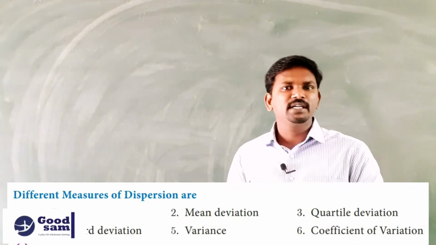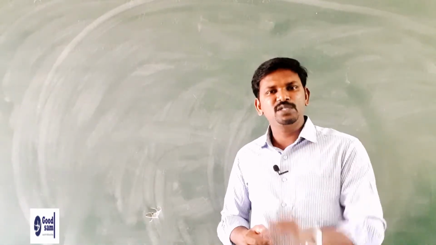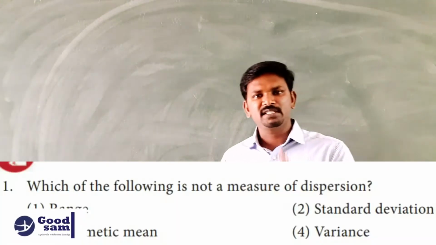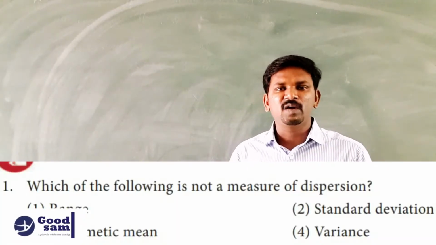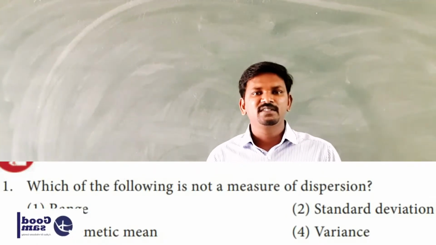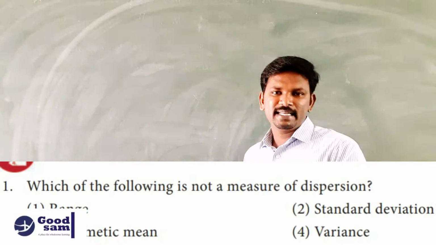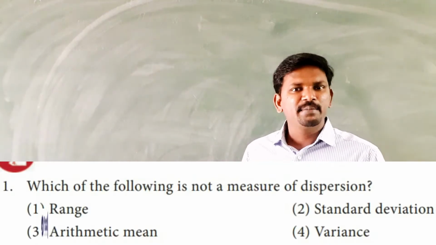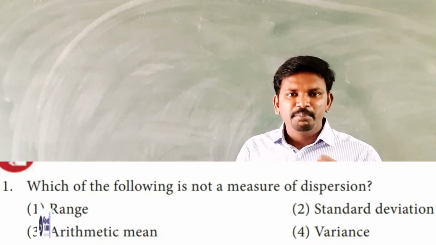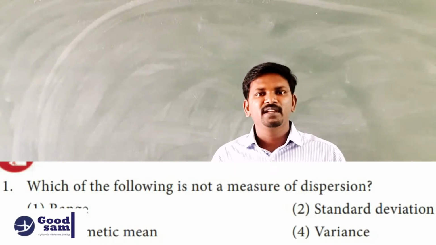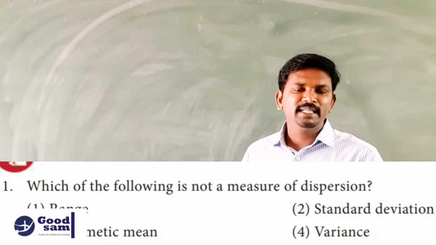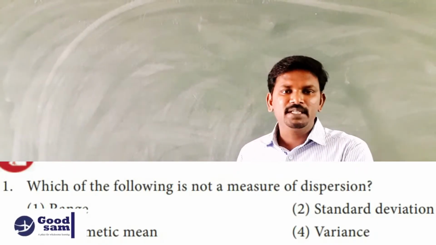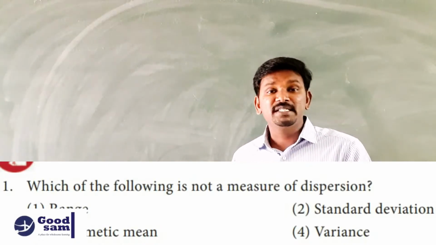In your textbook, in the book back exercise, in the 1 mark multiple choice questions, the first question is which of the following is not a measure of dispersion. They will give variance, standard deviation, range, all of which are measures of dispersion, but mean, median, mode are not. These three things are measures of central tendency.